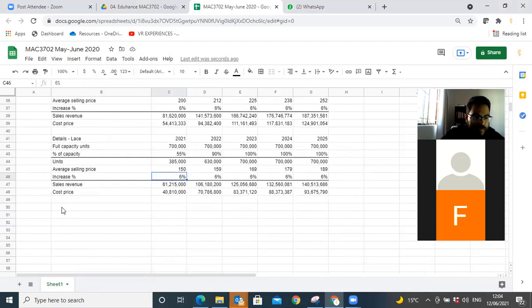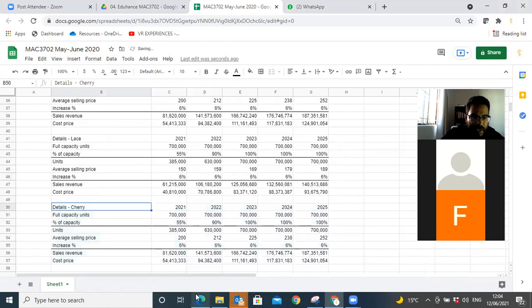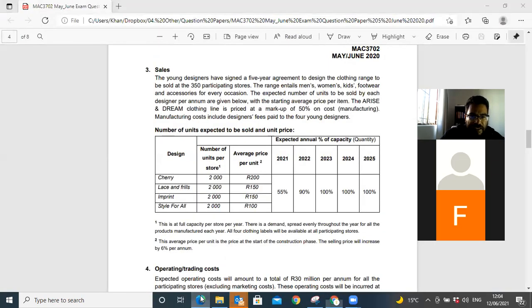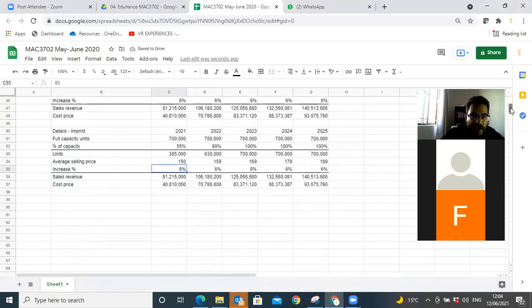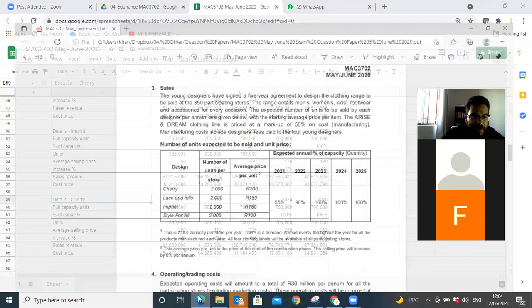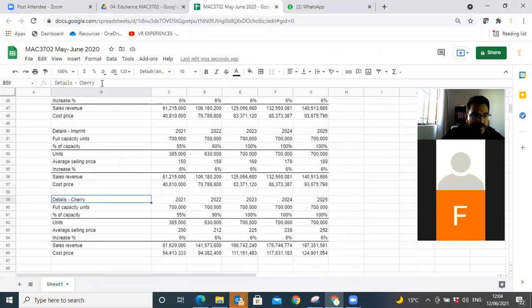And then I'll do the same. The next one is Imprint. The units remain the same, but the pricing changes. His pricing is 150 also. So everything fixes itself. Then the last one, I don't know what's the last one now. The last one is Style for All. So I'm just going to say Style. His price is 100. Everything else remains the same.